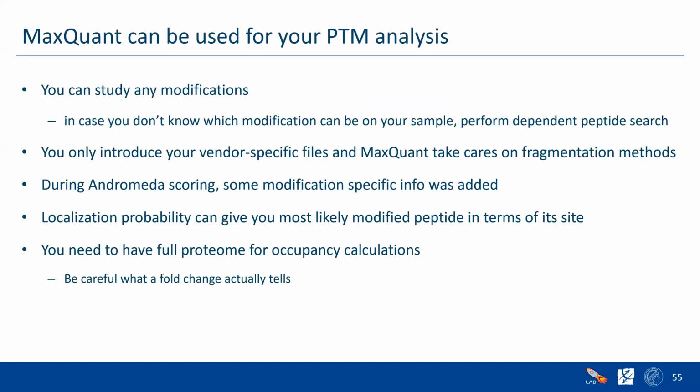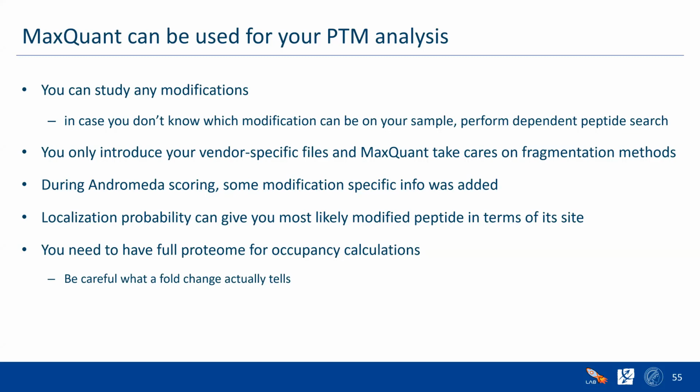So in conclusion, you can use MaxQuant for your PTM analysis. In this example and the previous, we focused so much on phosphoserine, threonine and tyrosine, but you can use any other modification, and you could find other modifications already predefined in the modification column. In case you don't know which modification can be on your sample, you can perform a dependent peptide search. This dependent peptide search will be covered today in Jürgen's talk in MaxQuant Basics 4.